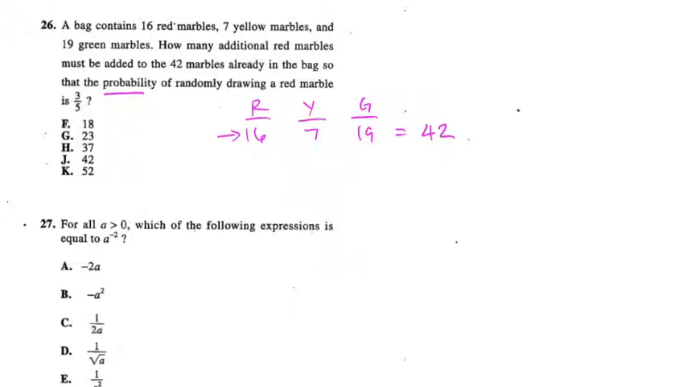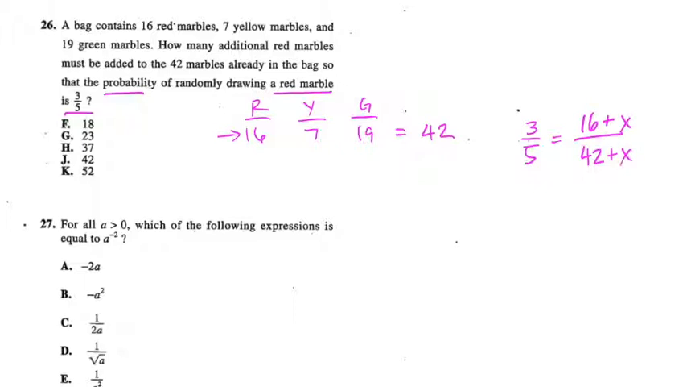How many do we have to add to the 16 so that the probability of randomly drawing a red marble is 3/5? The probability is 3/5. Right now the total is 42 and the total red is 16. We want to add a certain number of red marbles, we'll call it X, and whatever we add is obviously going to have to increase the total number by the same amount.